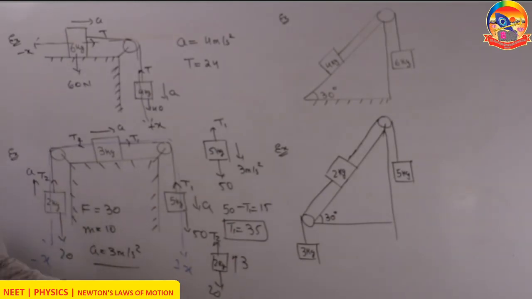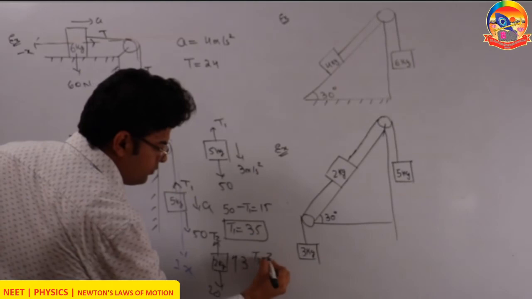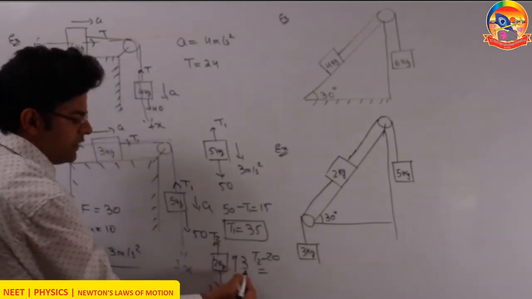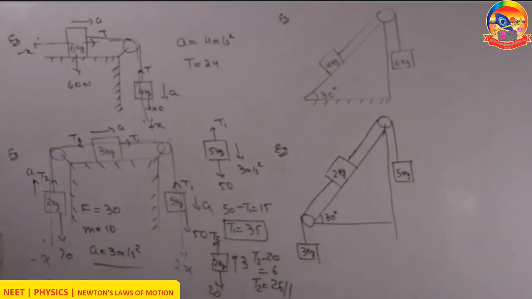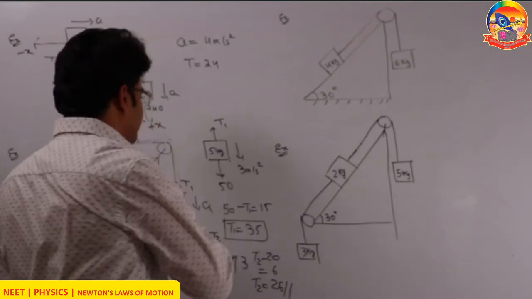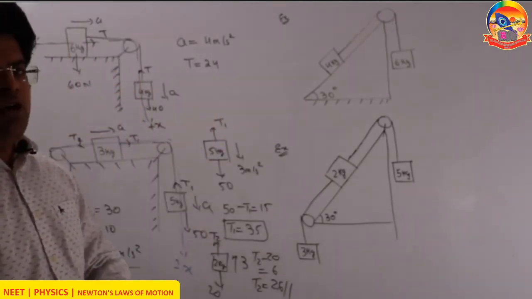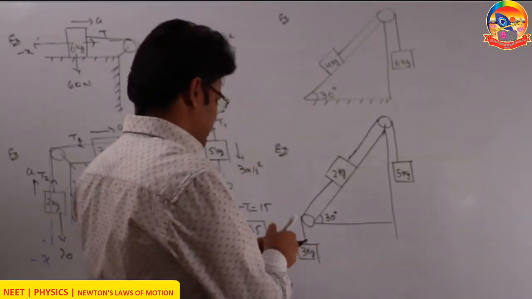Under the influence of these two forces, it goes up with an acceleration of 3. So you will write the net force in the direction of acceleration: T2 minus 20 equals mass into acceleration, 6. So T2 has to be equal to 26. Okay. Next thing. Now let's use the same thing, equation along the string, to find acceleration and tension in this string. It's a very easy thing.